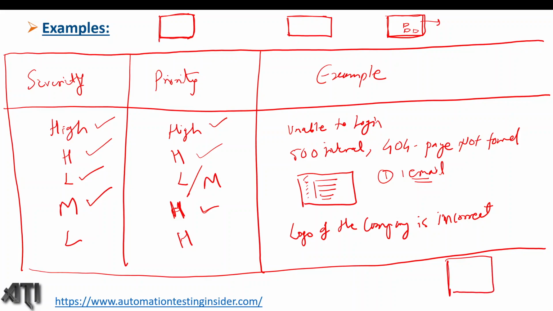Let's say the logo is as per business requirement supposed to be on the right side, but the developer developed it on the left side. That is another example, because as per the requirement it should be in the right place. So that is an example of a high priority and low severity defect. These are the various examples of priority and severity, guys.